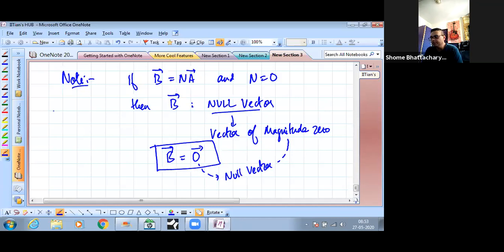We've seen what happens when you multiply a vector with a positive or a negative quantity. But what if you multiply it with 0? If you multiply it with 0, this is what happens. It becomes what we call a null vector.